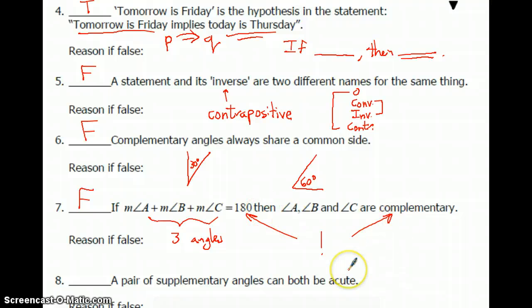Yeah, 180 and complementary don't go together, but even if this is supplementary, we would have had a problem with the 3 angles. Or if this had said 90, same thing. If we had 2 angles and 90, we'd be fine. Okay. 8, a pair of supplementary angles can both be acute.